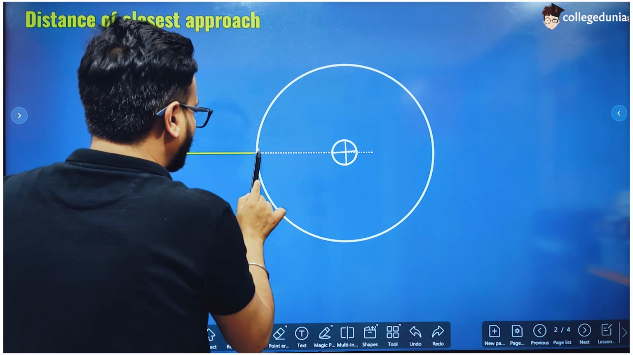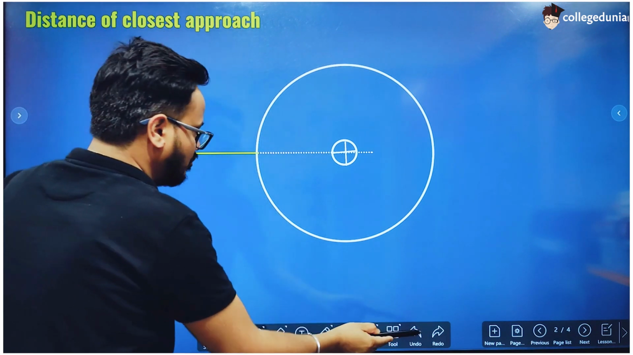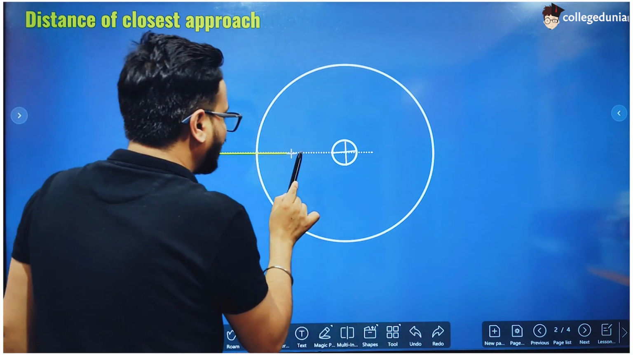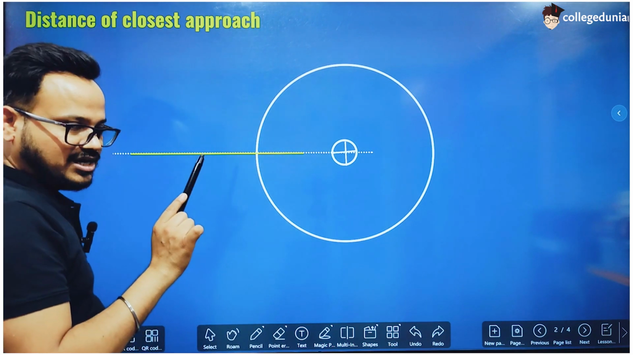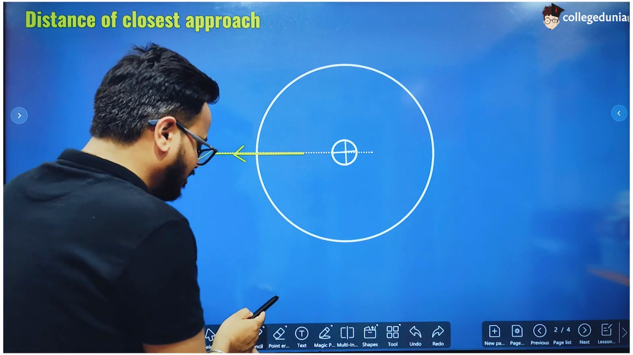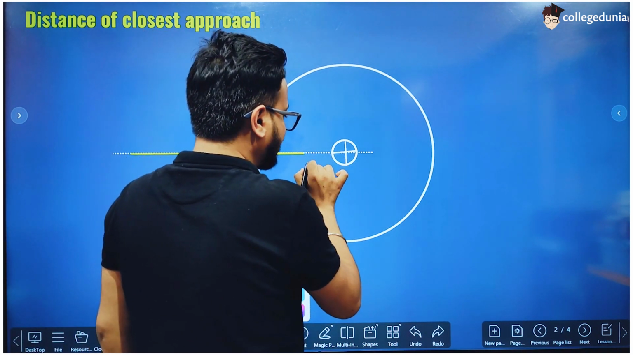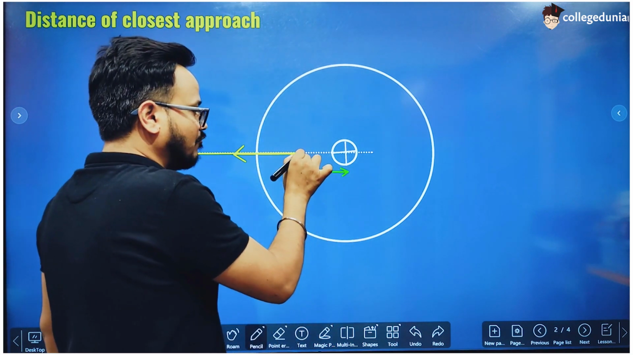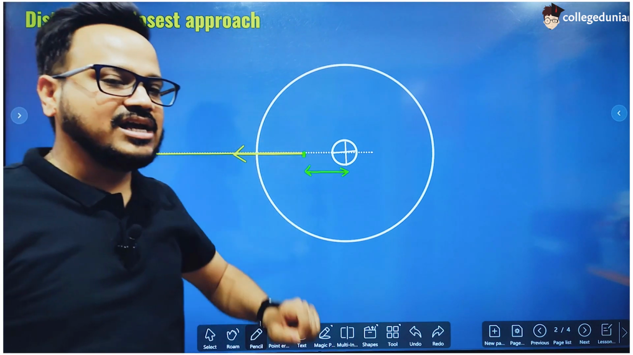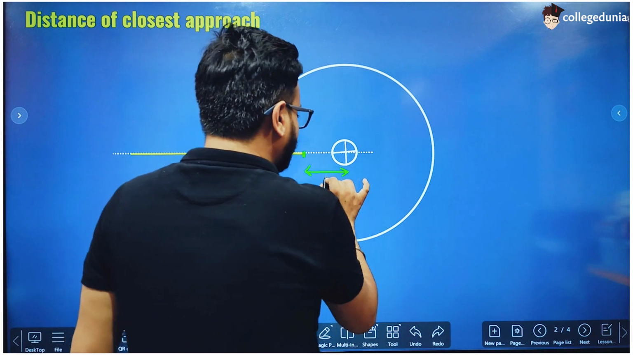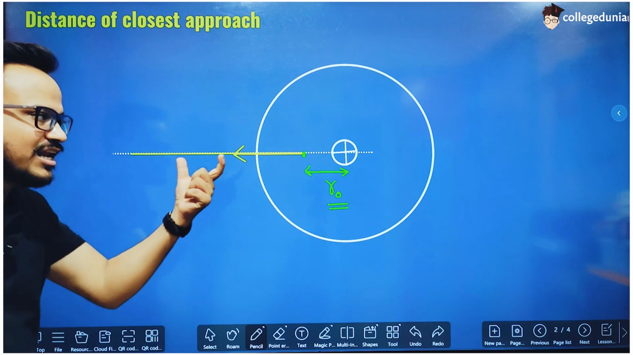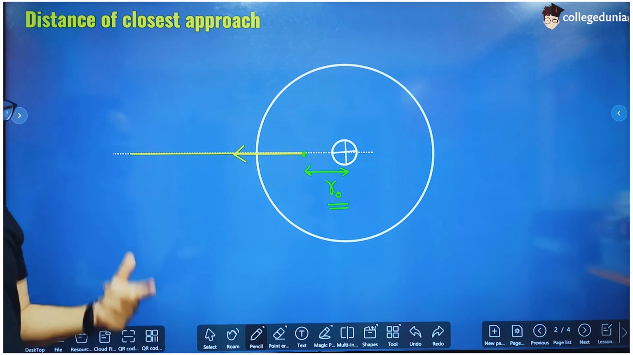This particle, when coming along this line, will slow down, and again slow down, and eventually at this point the kinetic energy of the particle will become zero, and it will go back along the same line. This distance, between the center of the nucleus and the point from where the alpha particle turns back, where its kinetic energy became zero, is called the distance of closest approach, right? Because the alpha particle can come only this close to the nucleus, it cannot go closer.